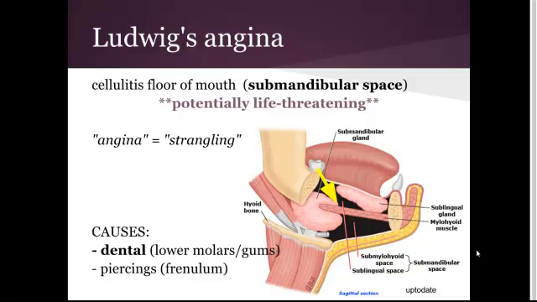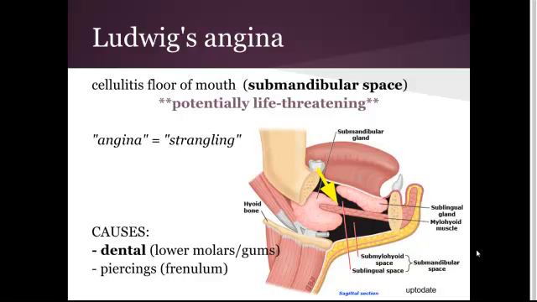So as far as the name Ludwig's angina, angina actually comes from the name strangling. So you can see why that might be a name associated with MIs. And in this case, the strangling is because of the potentially life-threatening complication of airway compromise that can be associated with Ludwig's angina. So the definition is a cellulitis of the floor of the mouth. Think the submandibular space. And like I said, it's a potentially life-threatening infection.